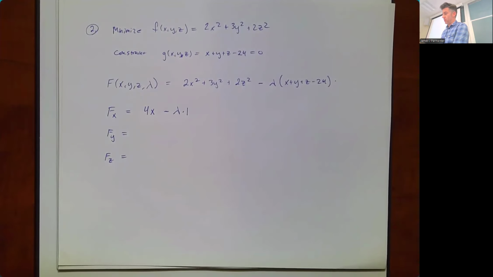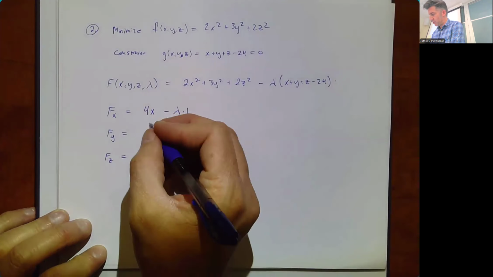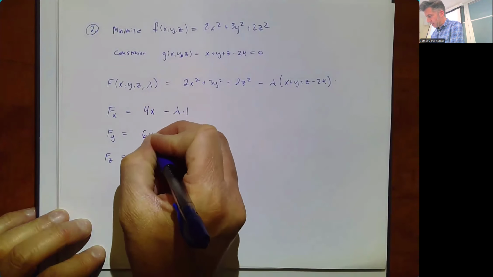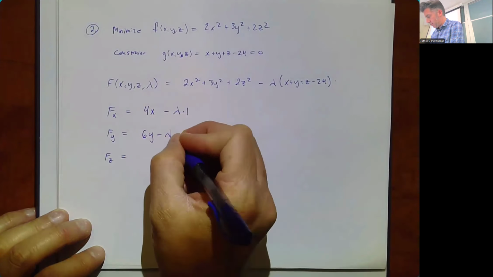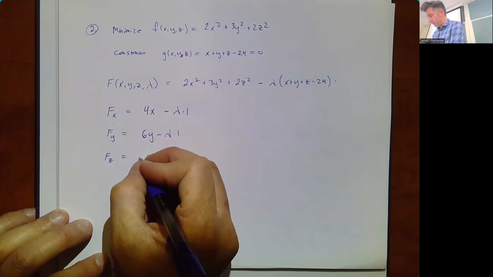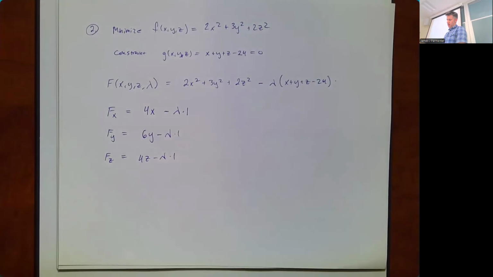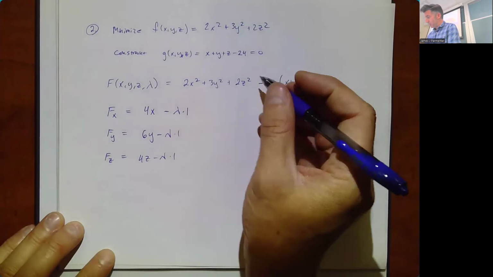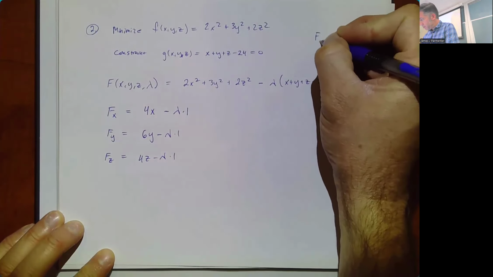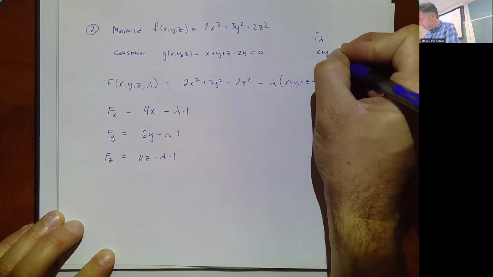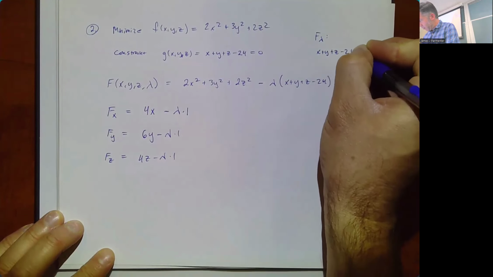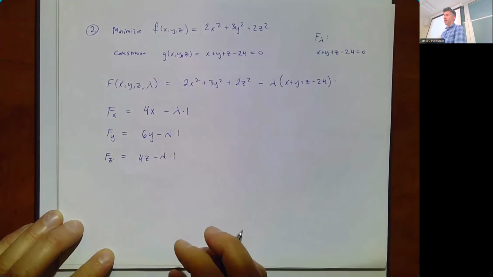So your partials should be 4x minus lambda times 1. Fy should be 6y minus lambda times 1. And fz should be 4z minus lambda times 1. And anything else I want to say here? Again, I don't think we need to write down f lambda, right? Your f lambda is just x plus y plus z minus 24 equals 0. That's what your f lambda is.